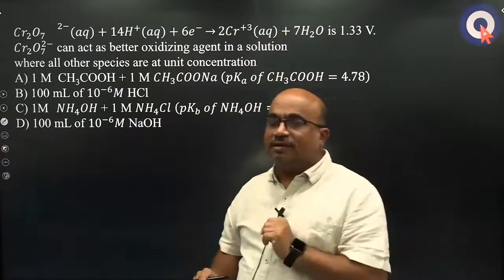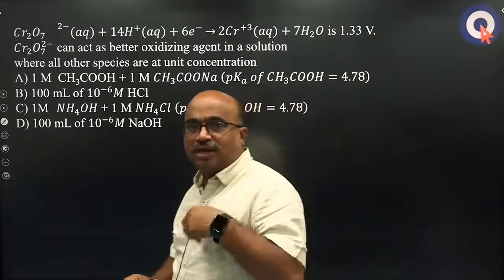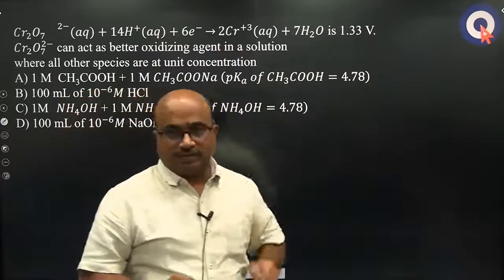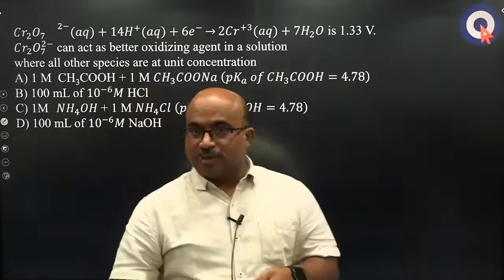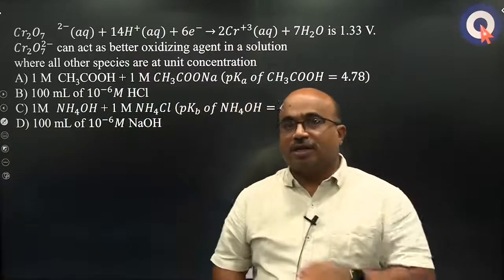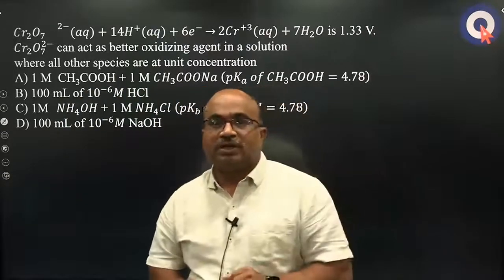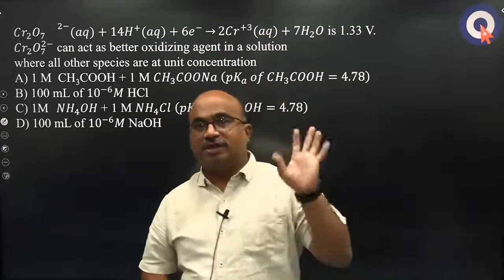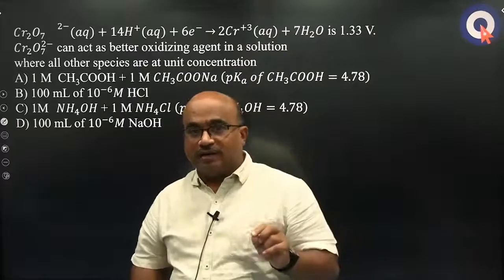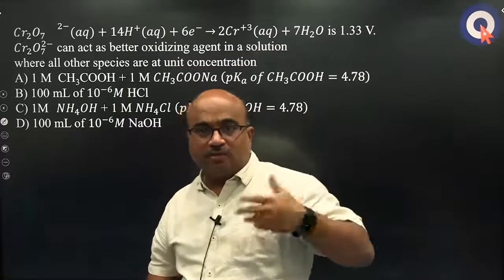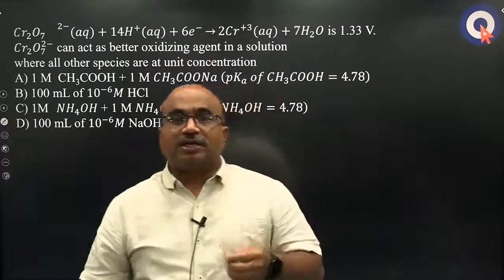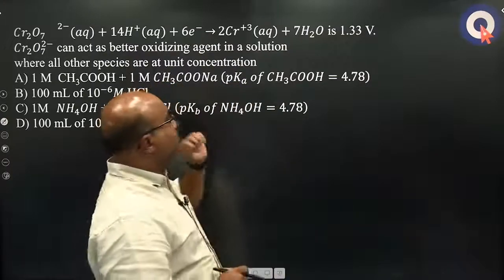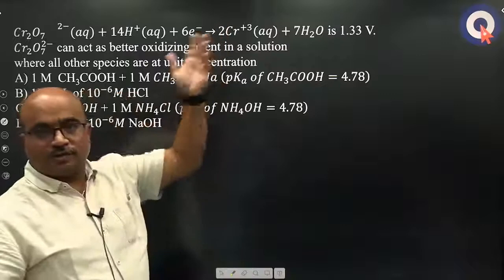But what is the condition for a chemical species to behave like a better oxidizing agent? We say when its reduction potential is high, then the reduction ability is more. When its reduction ability is more, then we say it is a stronger oxidizing agent. So for an oxidizing agent, the reduction reaction has to take place easily. So what is the condition here? The potential has to increase.